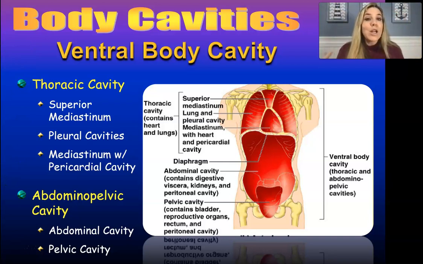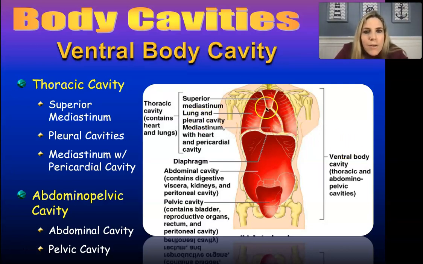So let's take a closer look at that thoracic cavity within the ventral body cavity. If we look at the diagram here of the thoracic cavity, remember that we said it contains the heart and the lungs, but you'll see that it's divided. You have your right and left pleural cavities within the thoracic cavity, and those house the lungs. The right pleural cavity houses the right lung, and the left pleural cavity houses the left lung.